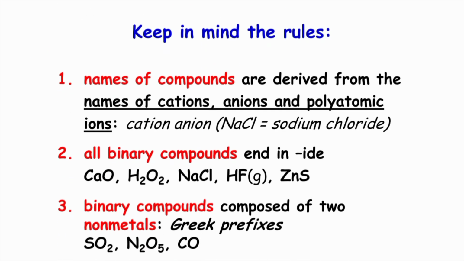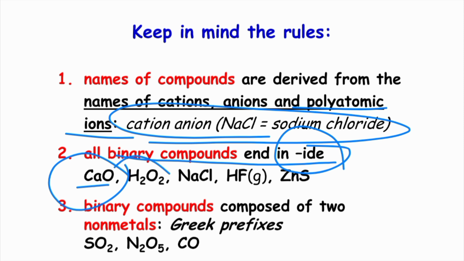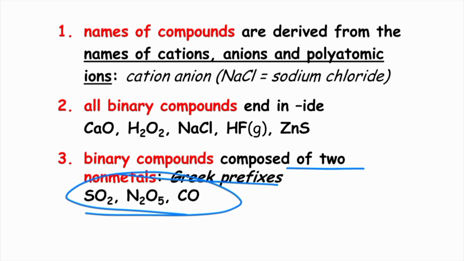Keep these rules in mind. Names of compounds are derived from the names of cations, anions, and polyatomic ions. Here you can see examples: sodium chloride, all binary compounds end in -ide. Calcium oxide, hydrogen peroxide, sodium chloride, hydrogen fluoride, zinc sulfide. Binary compounds composed of 2 nonmetals: SO2, N2O5, CO.